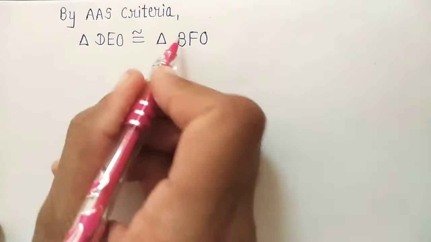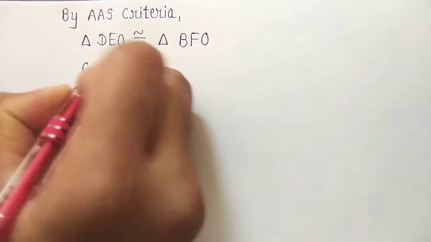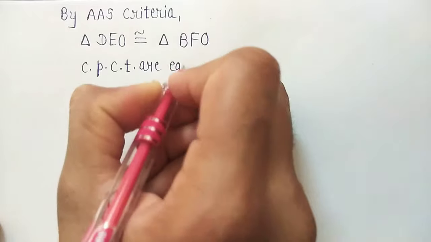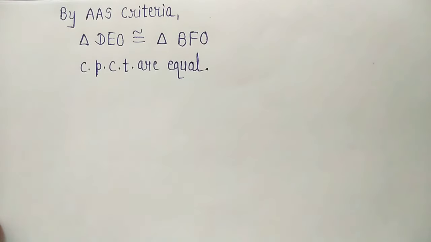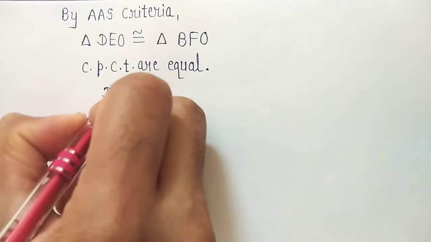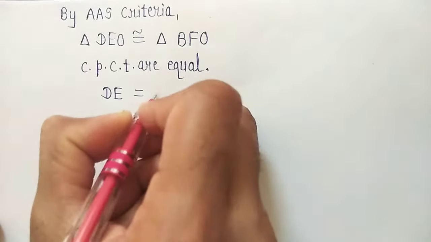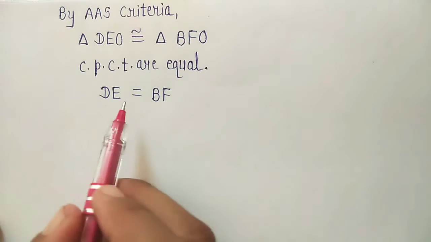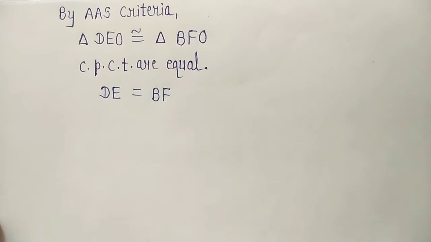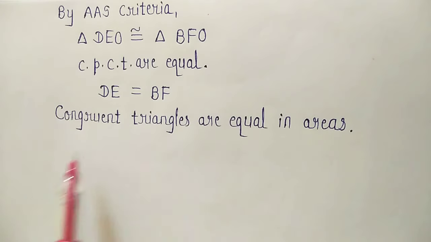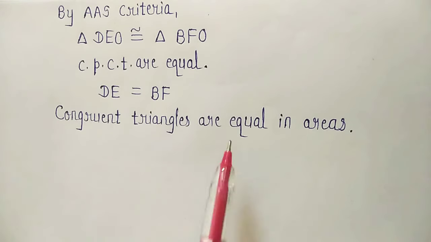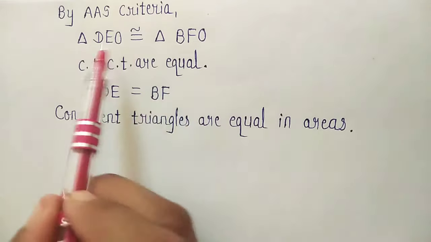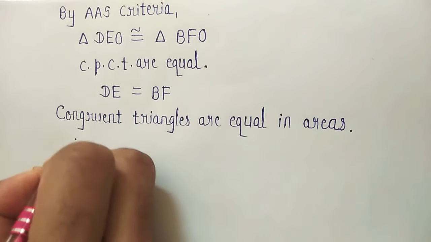Now we know if two triangles are congruent, their corresponding parts are also equal. So we'll write CPCT, corresponding parts are equal. Therefore, we can say DE is equal to BF. These are sides. Okay, so those two sides will also be equal. Now, we know congruent triangles are equal in area. This we need to remember. Okay, students? So, these are congruent triangles. So, their areas will also be equal.